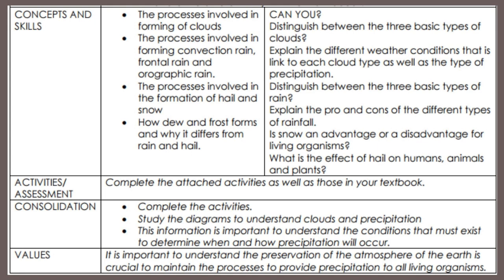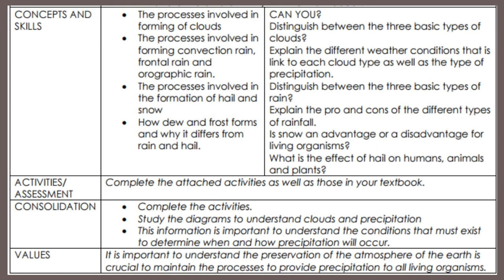Can you distinguish between the three basic types of clouds? Explain the different weather conditions that are linked to each cloud type as well as the type of precipitation. Distinguish between the three basic types of rain. Explain the pros and cons of the different types of rainfall. Is snow an advantage or a disadvantage for living organisms? What is the effect of hail on humans, animals, and plants?